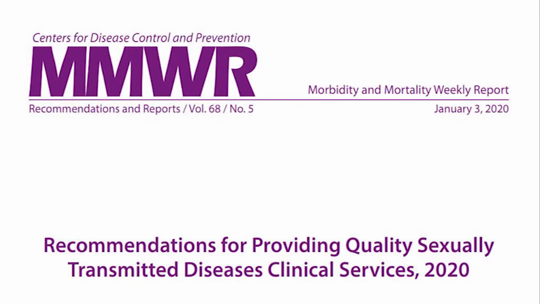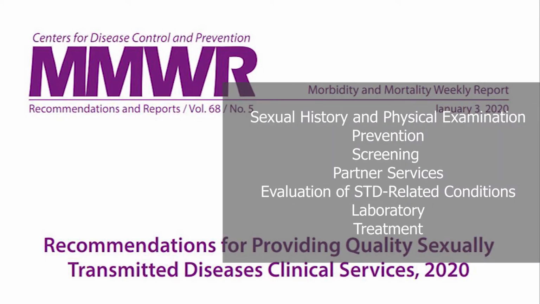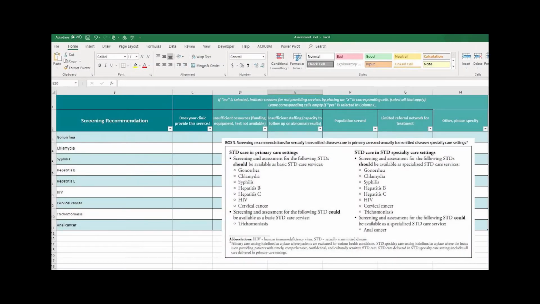The recommendations are broken down into 7 categories: sexual history and physical examination, prevention, screening, partner services, evaluation of STD-related conditions, laboratory, and treatment. All of the recommendations are included and categorized in the assessment tool. For example, you can see that all of the screening recommendations listed in box 3 are also listed on the screening sheet in the assessment tool.